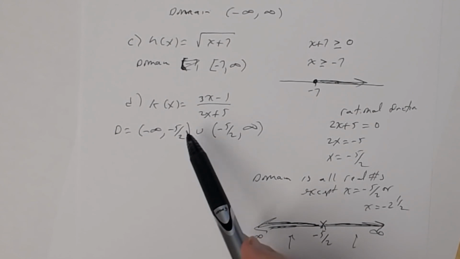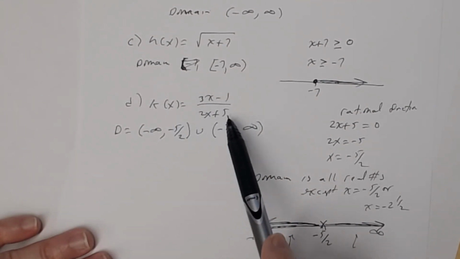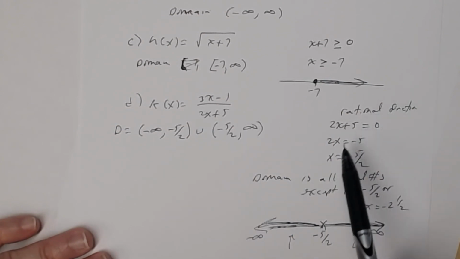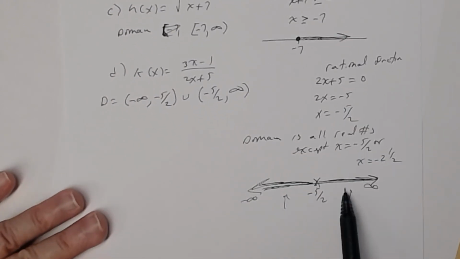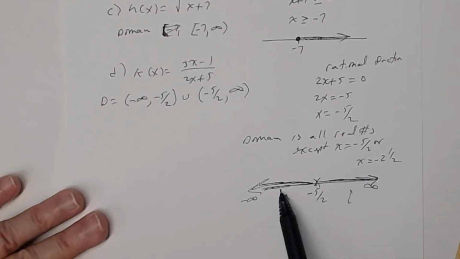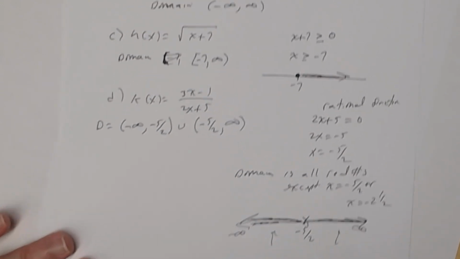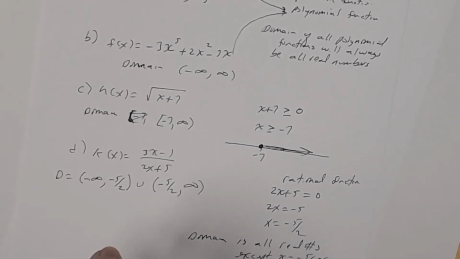But for letter D, all you have to do to find the domain is set the denominator equal to 0, then put that on the number line and cross it out because it's not part of the domain, and notice you have two intervals here. Okay, so that was number 50.